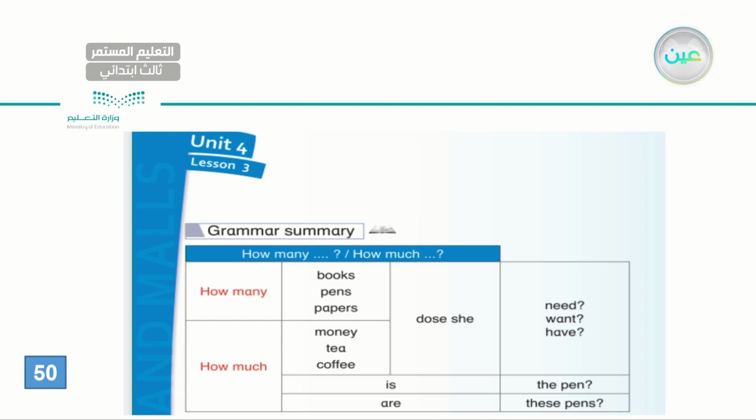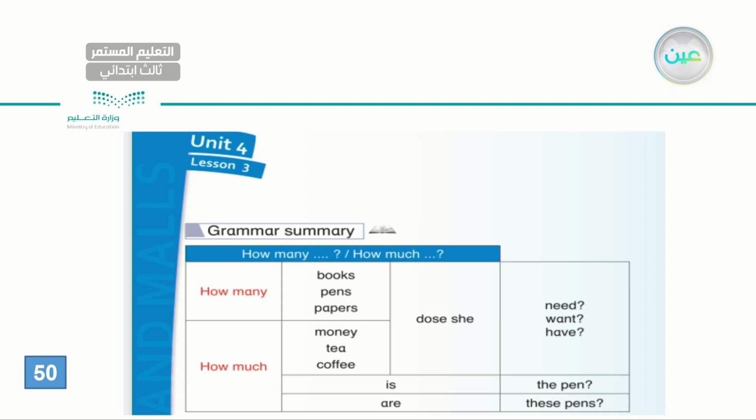As for how much, it's only used with uncountable nouns. For example, how much money does she need? How much tea does she want? How much coffee does she have? Now notice that I have money, tea, coffee, and they are uncountable nouns. Okay? So how much is the pen? How much are these pens? Here I'm asking about the price of these items.